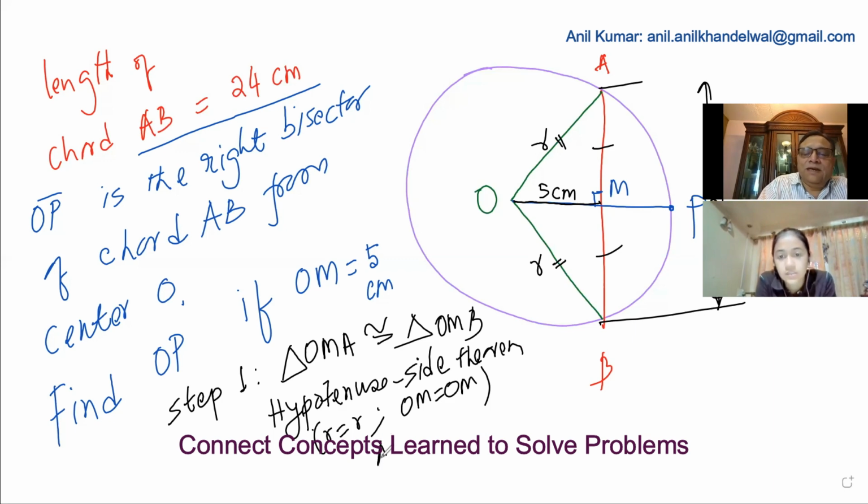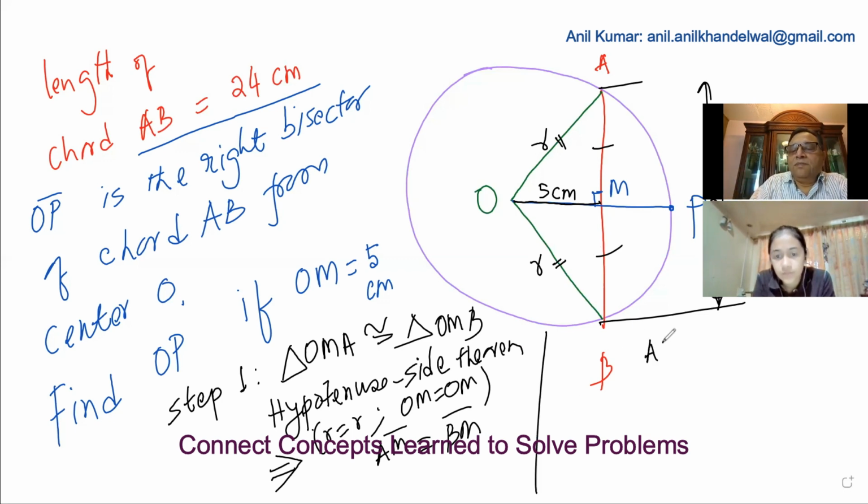That means that AM is equal to BM. So we write this as, this implies. So we know this. So that means the next step will be, you will say what? AM is equal to how much? 24 divided by 2, which is 12 centimeters.